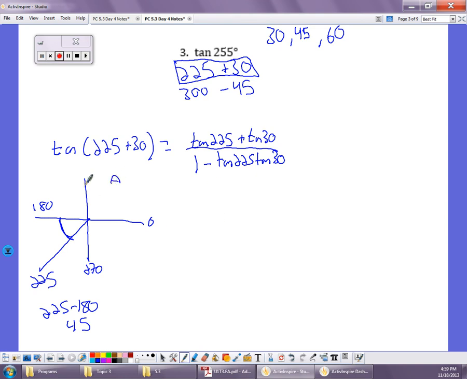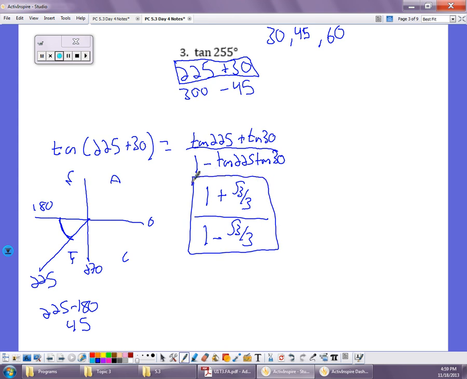And the last thing we want to know is if tangent's going to be positive in that quadrant. So we have all students take calculus. You see it is in the third quadrant, which is where tangent's positive, so it's going to be positive. So tan 225, which is really the same as tan 45, is 1, plus tan 30 I just know from my chart. Then 1 minus tan 225, which we said was 1, so 1 times root 3 over 3 is just root 3 over 3, and you can just leave your answer like that.